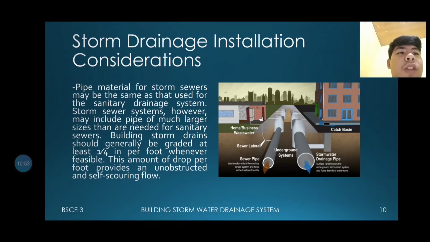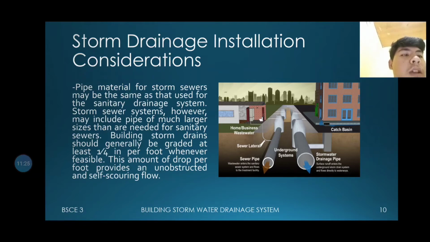So next is ang storm drainage installation consideration. Pipe material for storm sewers may be the same as that used for the sanitary drainage system. Storm sewer system, however, may include pipe of much larger sizes than are needed for sanitary sewer. Building storm drains should generally be graded at least 1/4 inches per foot whenever feasible. This amount of drop per foot provides an unobstructed and self-scouring flow.